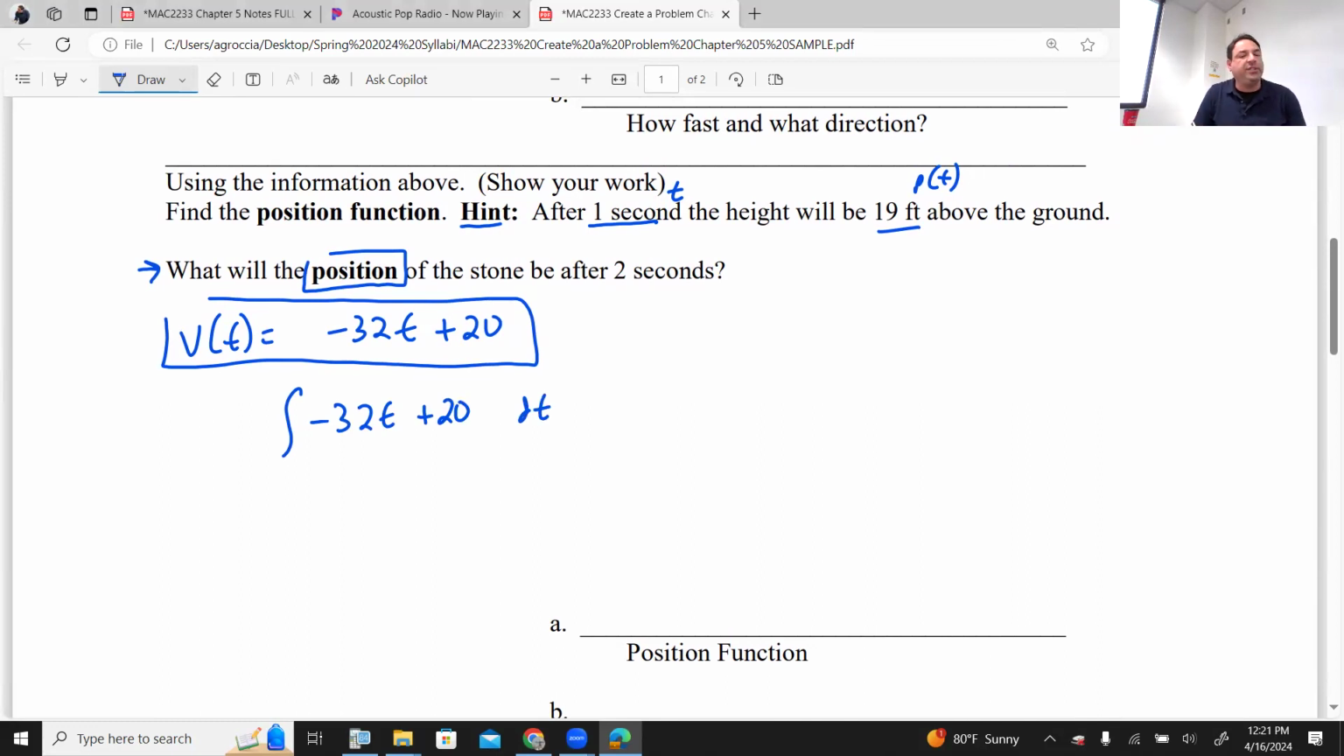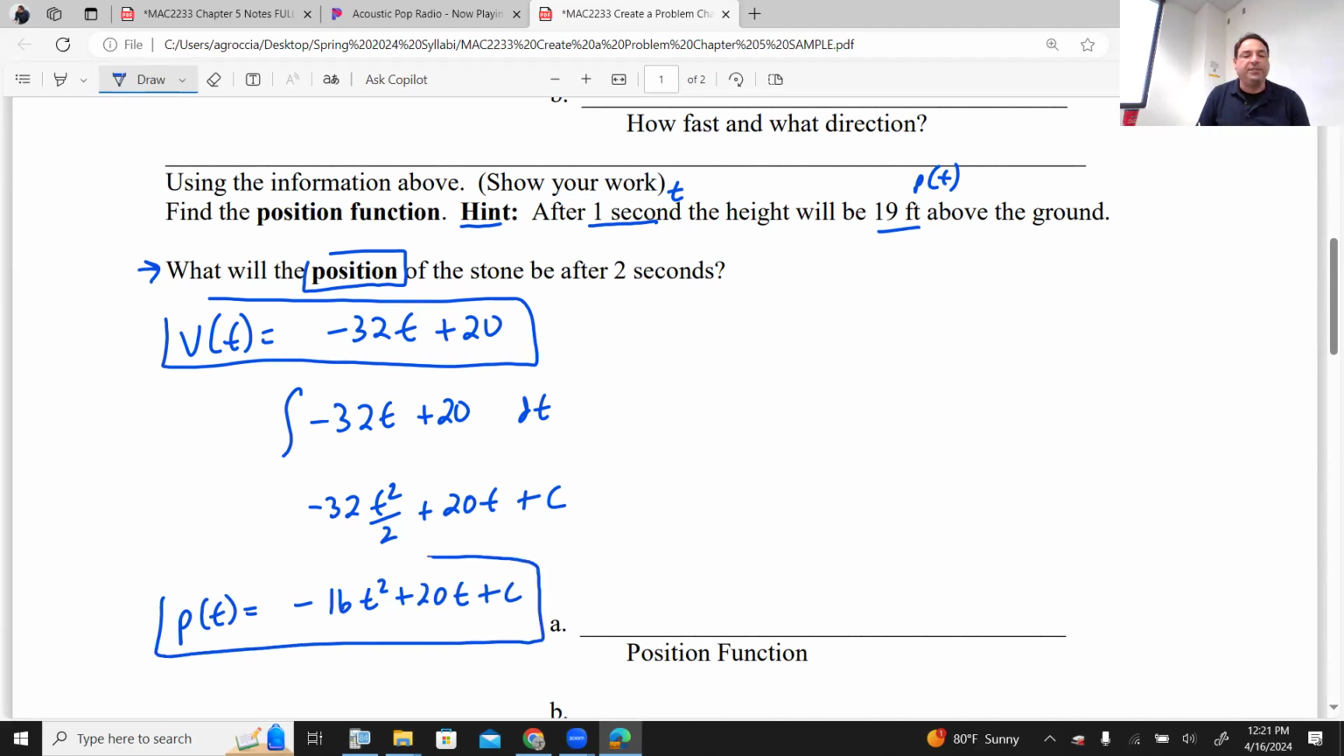Again, if you want to start getting good with your symbols, every time you have an integral, you got to have that dt or dx, whatever the variable is, they go together. Once you take the integral, it's gone. Okay, so technically, if you didn't put dt, it's wrong. Got to have that with it. It's part of the notation. Then we have -32t squared over 2 plus 20t plus c. This is our position function in relation to time. -32 divided by 2 is -16. So -16t squared plus 20t plus c.